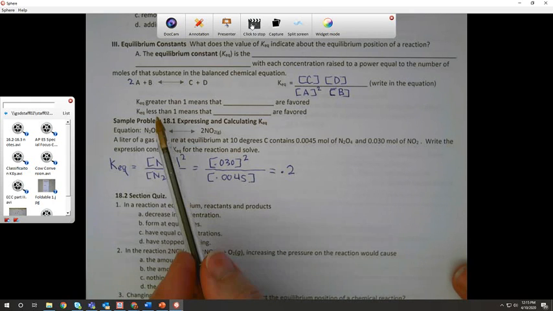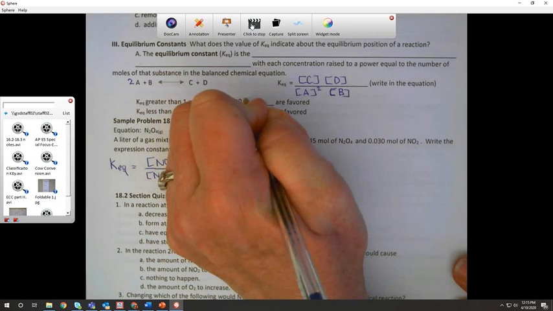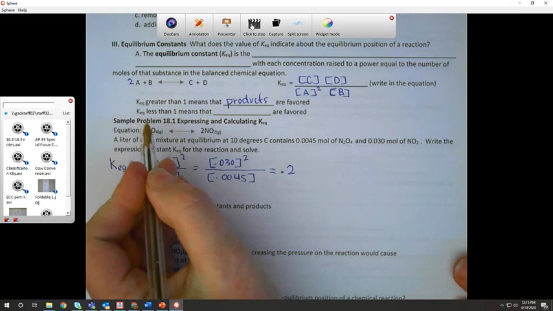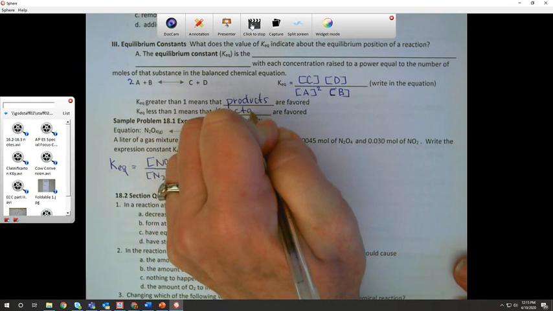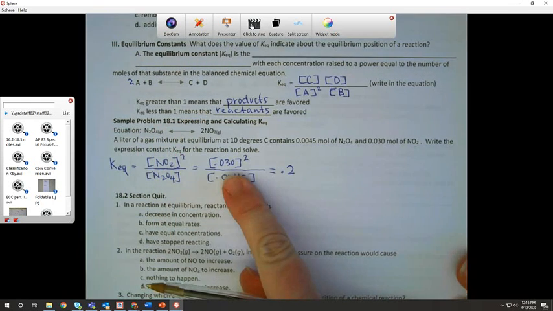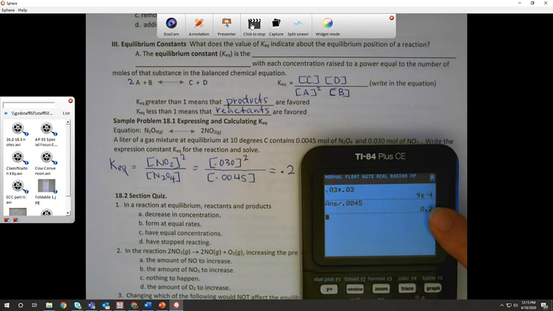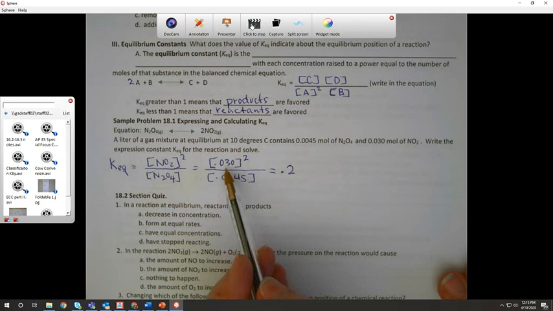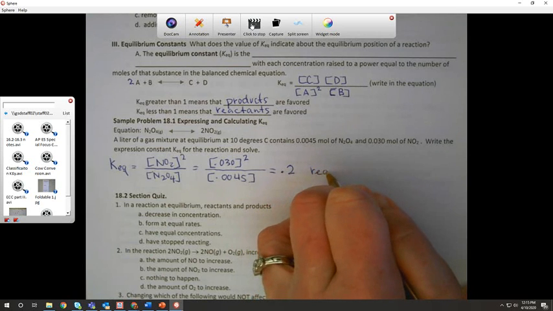So if we come up here, KEQ is greater than 1 means that your products are favored. And if the KEQ is less than 1, it means reactants are favored. And so if we come down here, 0.3 multiplied is 0.0009. So that becomes a much smaller number. And then this on the top is the reactant. So we're less than 1, so that means the reactants are favored. And the question may or may not ask you for that.